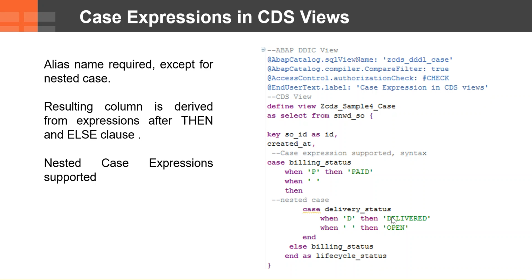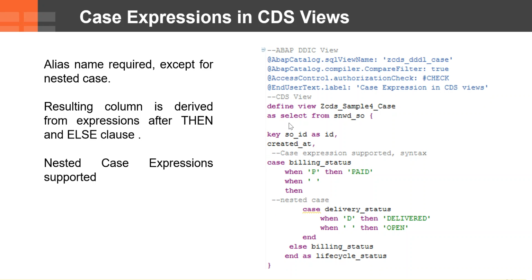When it is D, and when it's blank, then I'm selecting open and it ends. Finally, if this also fails, then I have to get only the billing status value, and finally I'm doing it as a life cycle status. So this life cycle status entire thing was coming from the nested case.